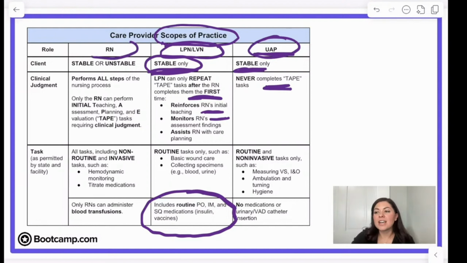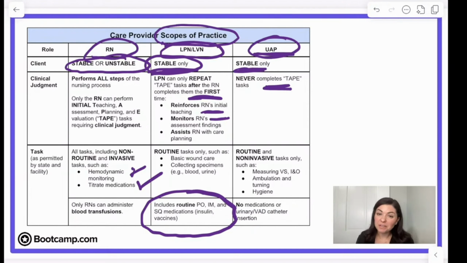And then there is the RN, and we have the largest scope of practice. We are able to care for stable or unstable clients, and we are responsible for all steps of the nursing process. So the assessment, the planning, the evaluation, and once again, we should always be performing it the first time. And we also can do any tasks that are invasive and non-routine as well as routine tasks. An example of invasive tasks that the RN might perform include hemodynamic monitoring, and then also titrating cardiac drips in the critical care unit. So hopefully that gives you just a brief summary of the general scopes of practice.